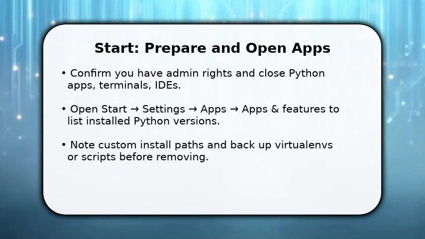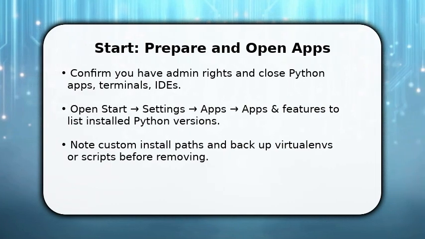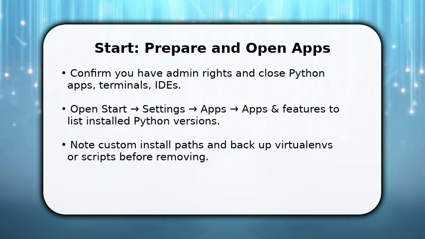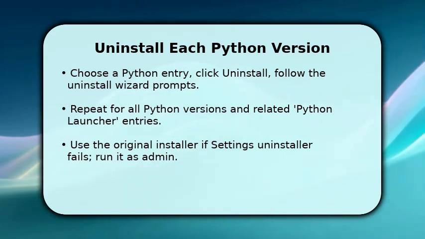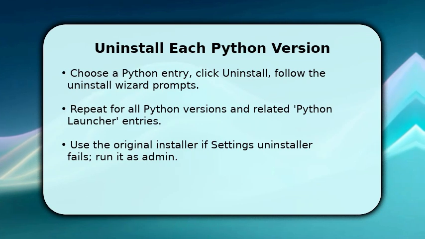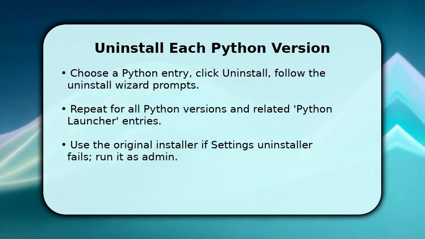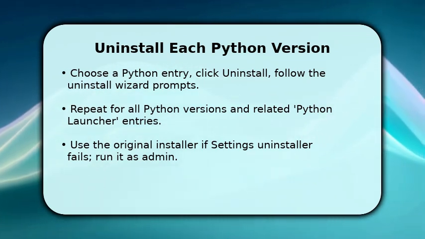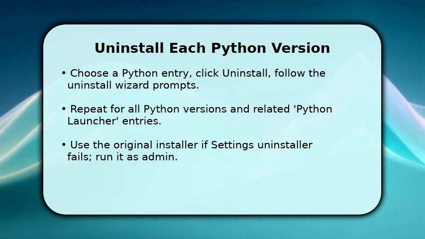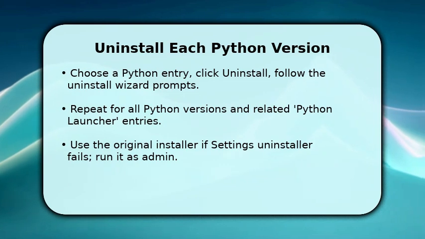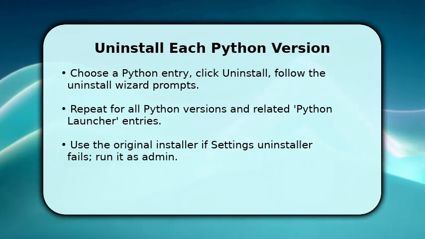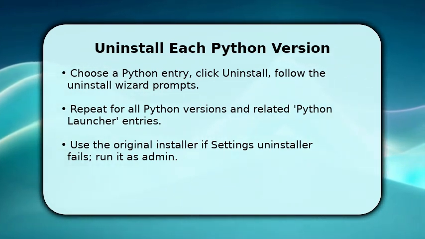You now remove each listed Python version. Select an entry and click Uninstall, then follow the wizard steps and allow the uninstaller to remove files and registry entries. Once done for one, repeat for all Python entries and for the Python launcher if present. If the settings uninstaller fails or shows errors, run the original installer or executable you used to install and choose Uninstall. And make sure to run as administrator, so leftover files are removed.